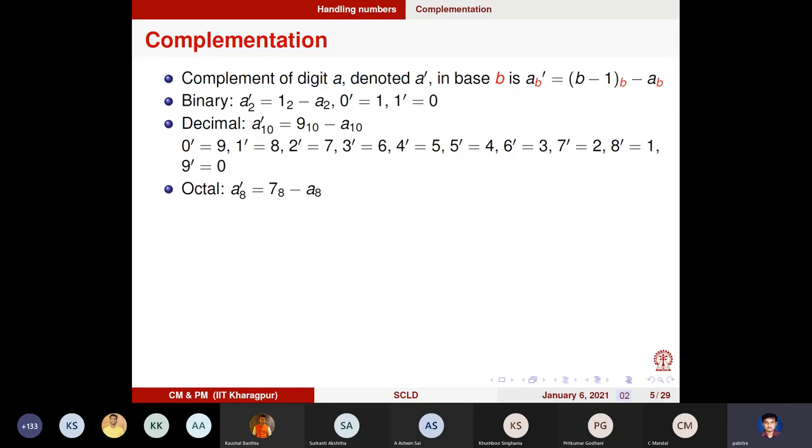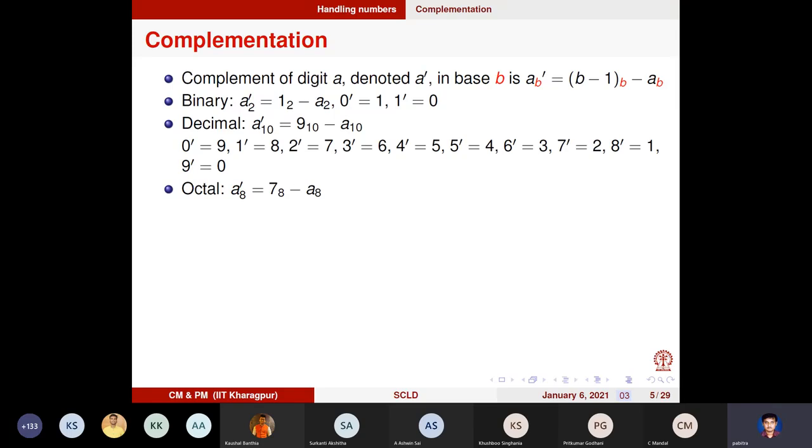The complement of a digit A, let's denote it by A prime in some base B. So A prime in base B is B minus 1 minus A. So if the base is 2, then A2 prime is 1 minus A2. If A2 is 0, A2 prime is 1. If A2 is 1, A2 prime is 0. So basically you take the largest digit that you can have in a particular base system and subtract the current digit from that.